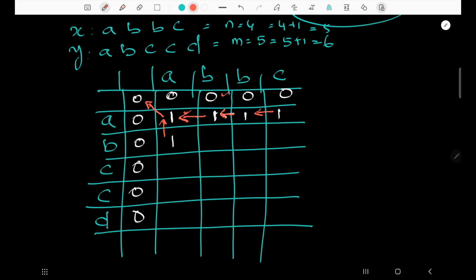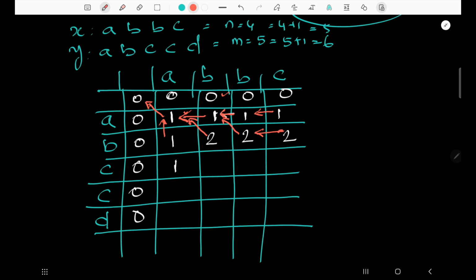B and B both are same, so I take the diagonal plus 1, and now the value is 2. B and B again both are same, so diagonal plus 1, the diagonal is 1, so 1 plus 1 is 2. Then B and C not same, so I take the left hand side, the value is 2, the maximum. Then C and A not same, so the maximum number I take is 1.